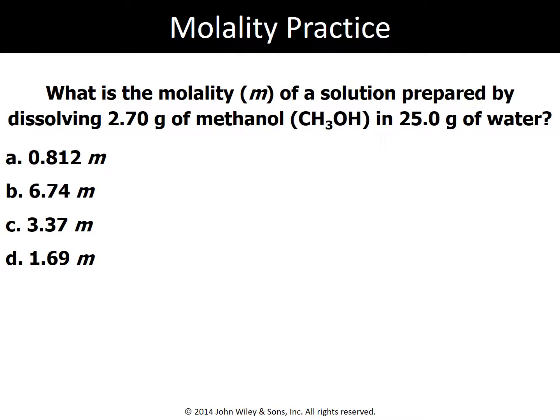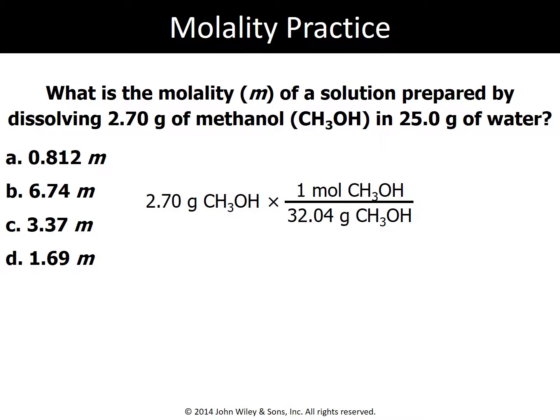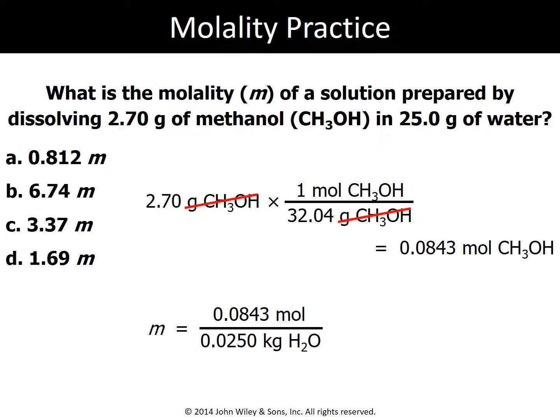So what is the molality of a solution prepared by dissolving 2.70 grams of methanol in 25 grams of water? We're going to convert our grams to moles using our molar mass, giving us 0.0843 moles. Convert our grams to kilograms, so we divide by 1,000, giving us 0.0250. So our molal here is going to be 3.37.